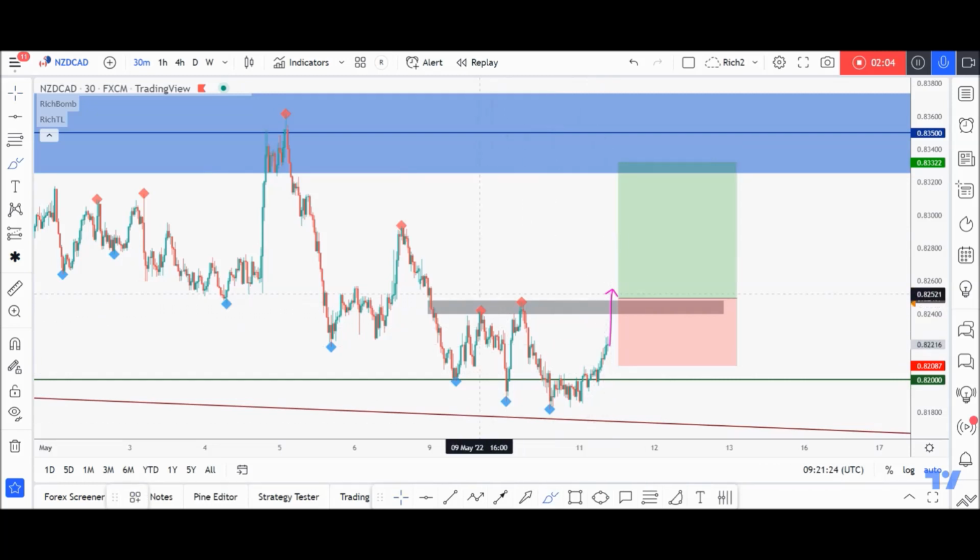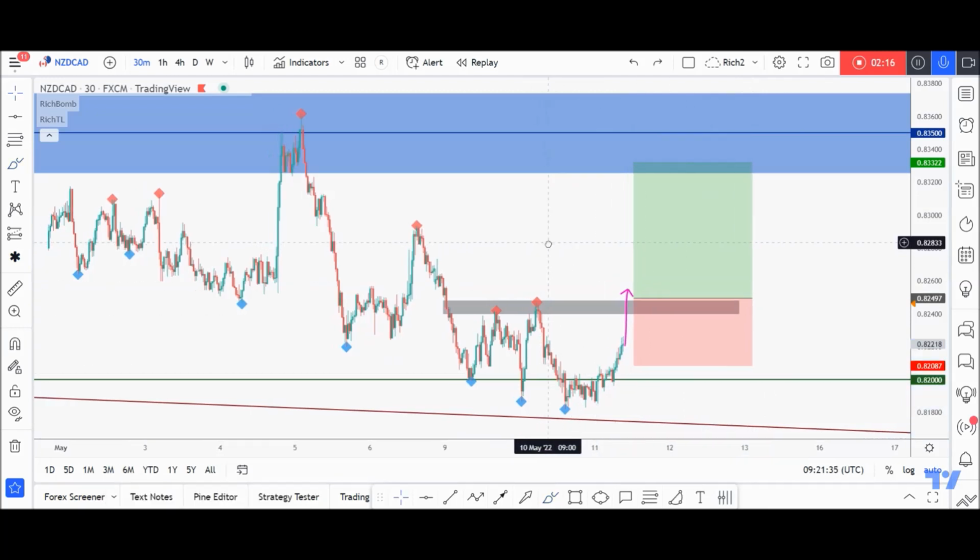Meanwhile, and until NZDCAD breaks above this area, we would be overall bearish, and we can still be stuck inside this range before breaking it upward or even break below the support as mentioned from the daily time frame.